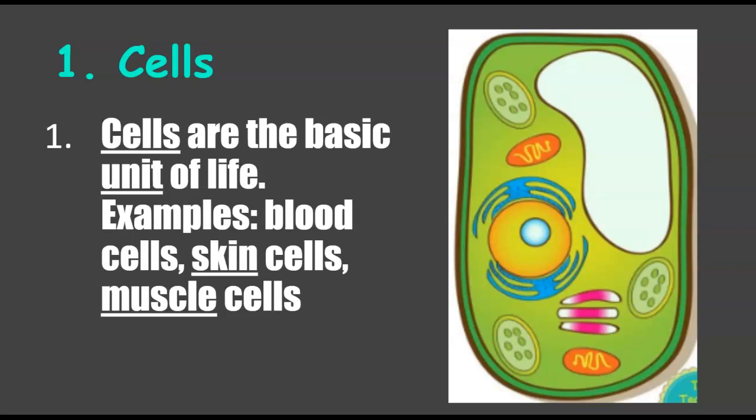Well, the basics of life, or the smallest unit of life, is a cell. For example, there are blood cells, skin cells, muscle cells, onion cells, flower cells, pumpkin cells, all of this. The smallest unit of life is a cell, just like the smallest unit of matter is an atom.